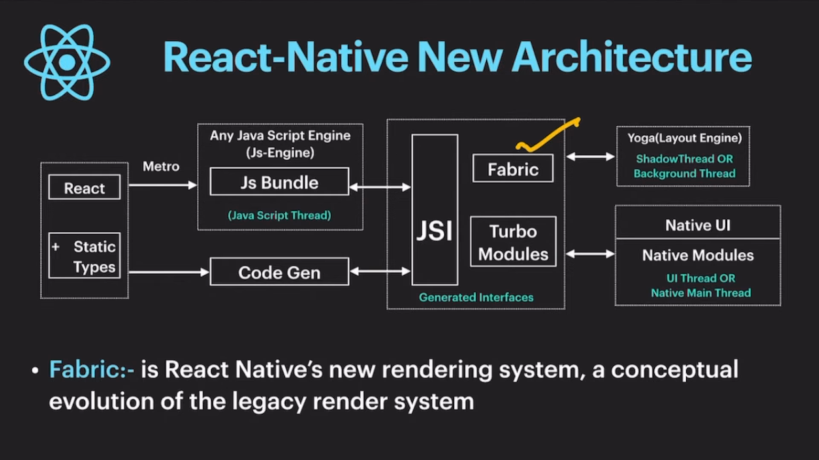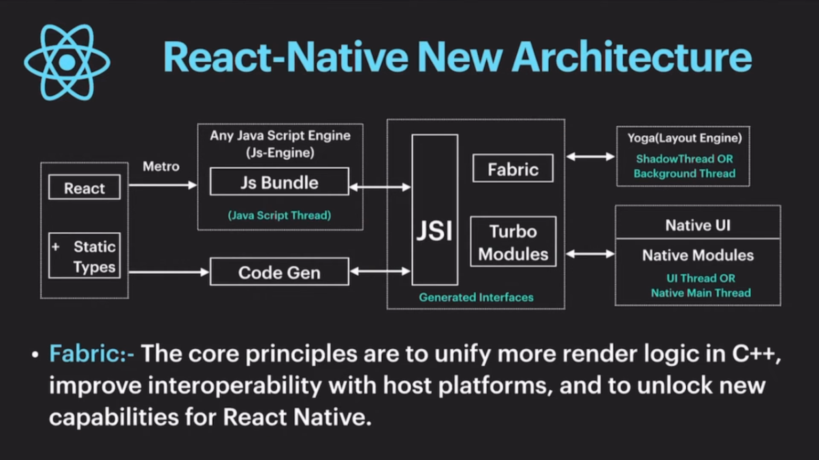So actually Fabric is a conceptual evolution of the legacy render system. The core principles are to unify more render logic in C++, improve interoperability with the host platform, and unlock new capability for React Native.